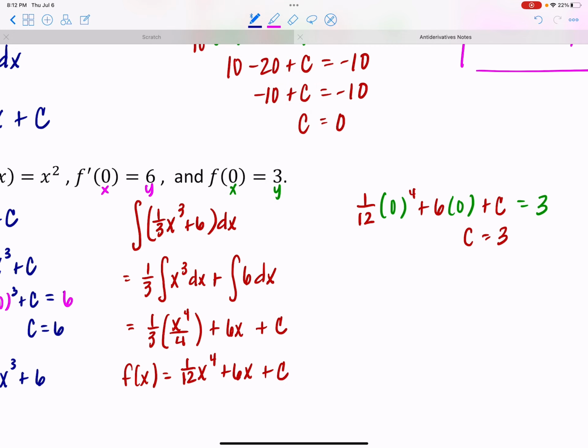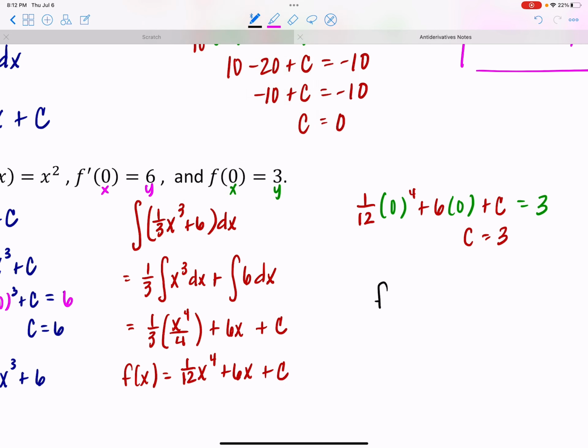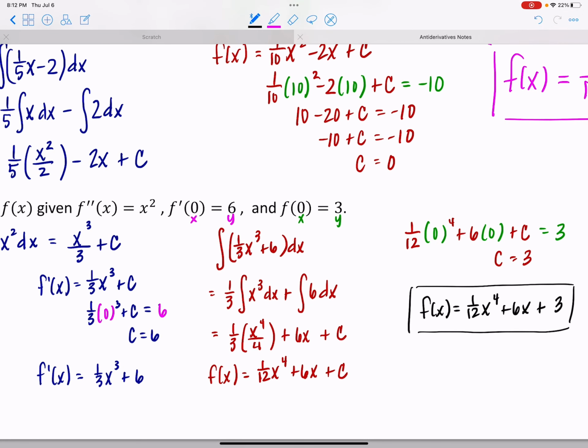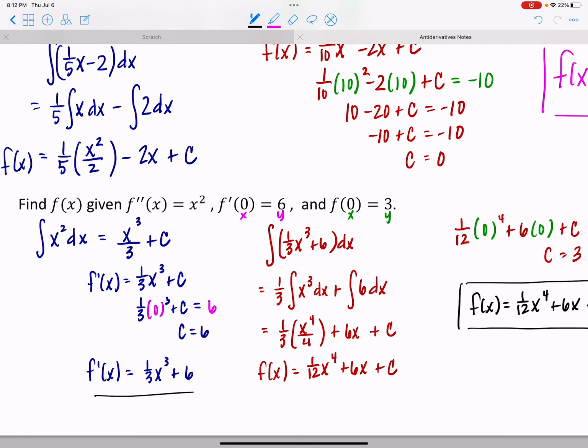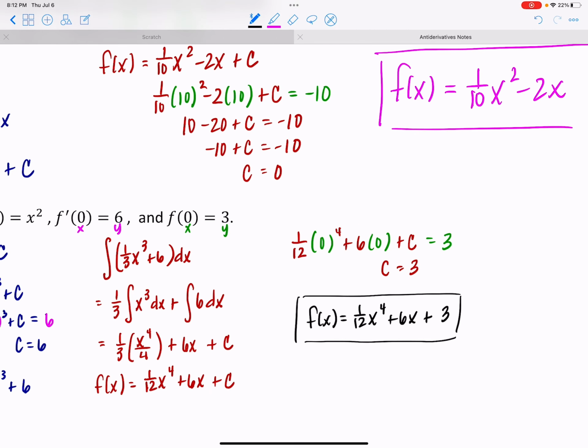So I'm going to say, finally, that our function is precisely 1/12 x to the 4th plus 6x plus, not just any old constant, but 3. So that is our function. And remember, if you weren't sure if you did all that right, take the derivative of that function, see if you get here, and then take the second derivative, take the derivative of the derivative, and see if you get here to x squared. So you can always work backward and verify what you've done.